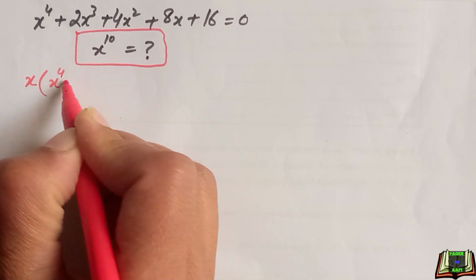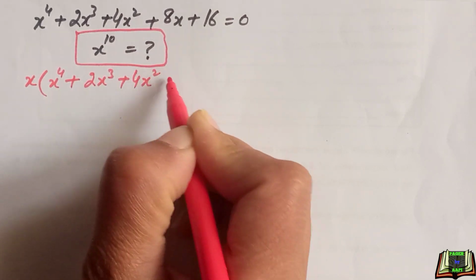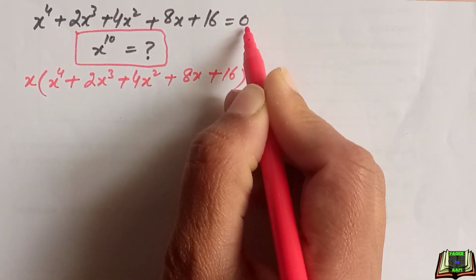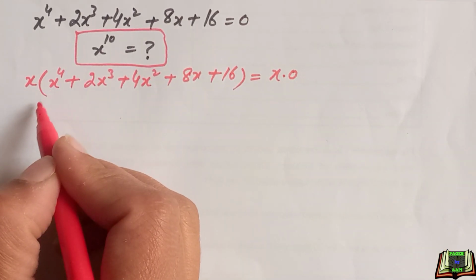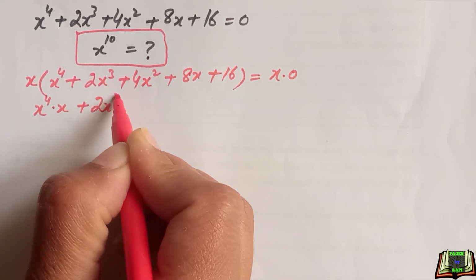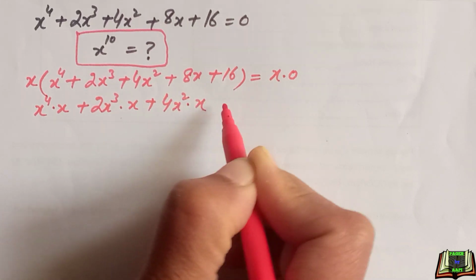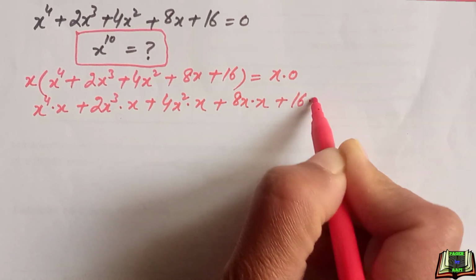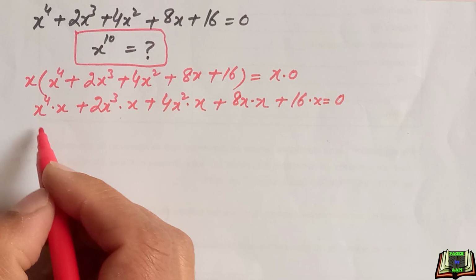So x times x raised to power 4 plus 2x cubed plus 4x square plus 8x plus 16. On the right hand side we will multiply by x also. x times 0. Now this x will be multiplied by all the terms. x raised to power 4 times x plus 2x cubed times x plus 4x square times x plus 8x times x plus 16 times x. When x multiplied by 0, it is equal to 0.